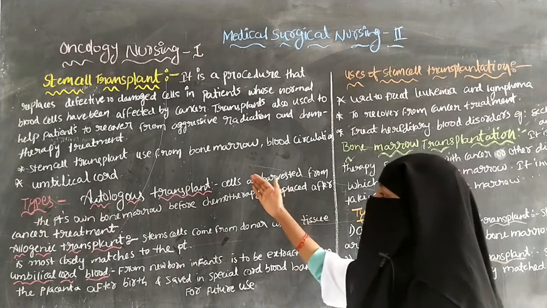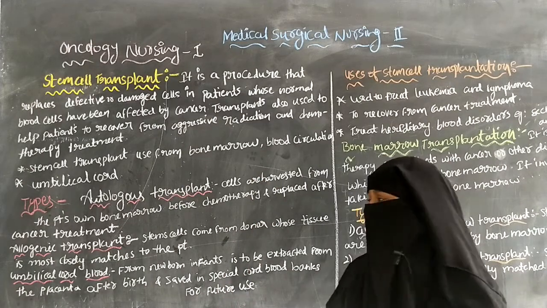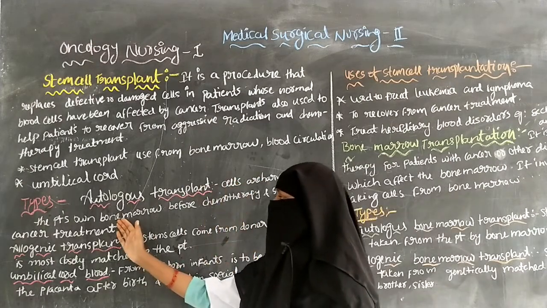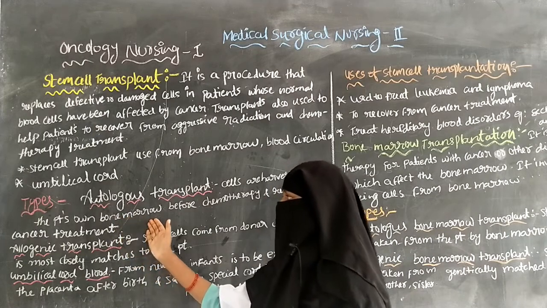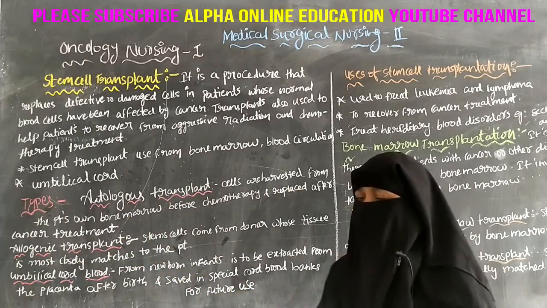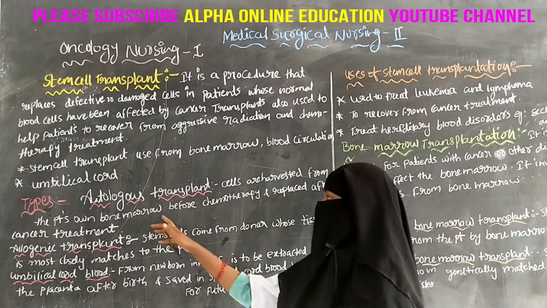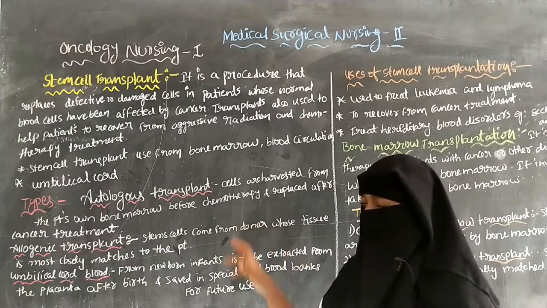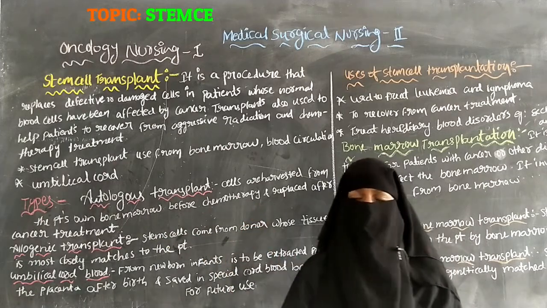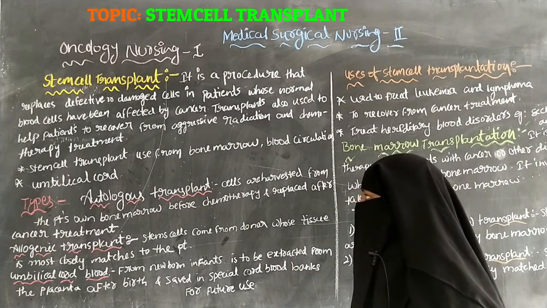So the stem cells can be received from the patient's own bone marrow. From the patient itself, only the healthy stem cells can be removed from the patient's own bone marrow. And before chemotherapy only, we should take the stem cells of the patient's own bone marrow.